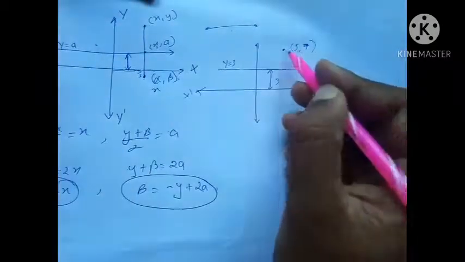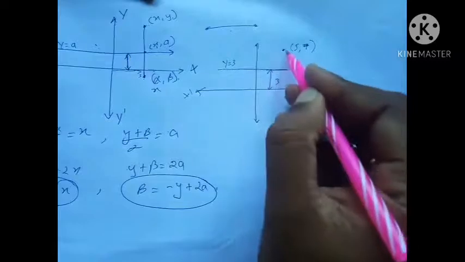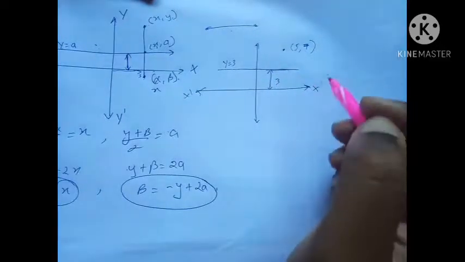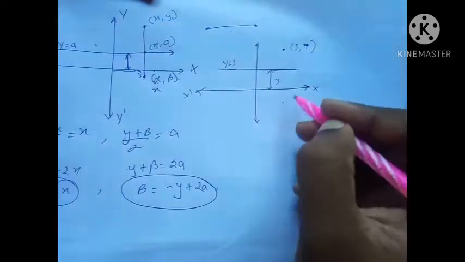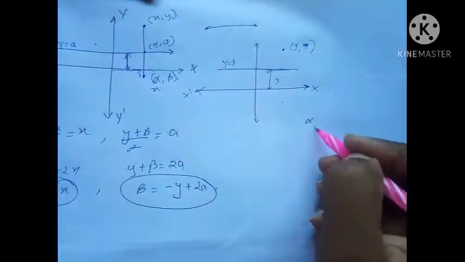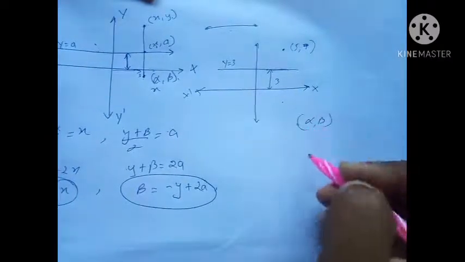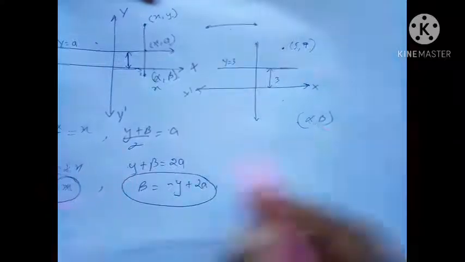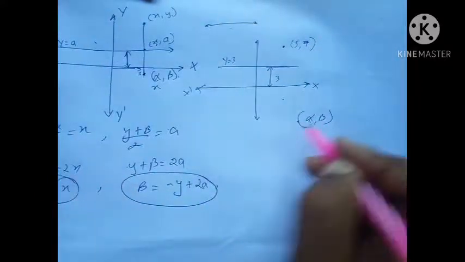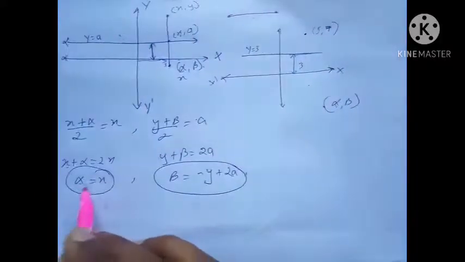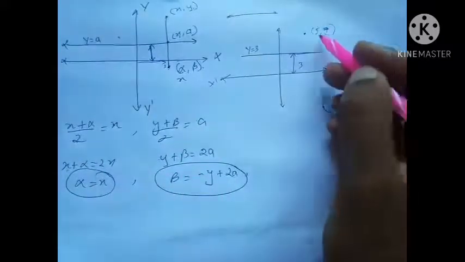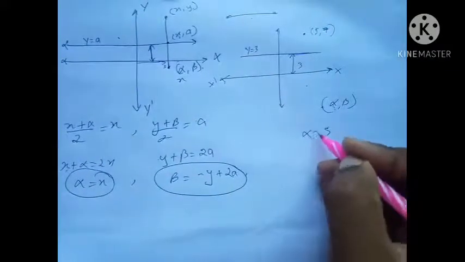Let's have a look at what its image will be. If this is the mirror, where is the image going to be formed? Okay, ready everyone? So I said the image is going to be alpha and beta. This is going to be the coordinate. But what is the value of alpha? Alpha is going to be x, whatever is my x. So what is my x? 5. So alpha is going to be 5.